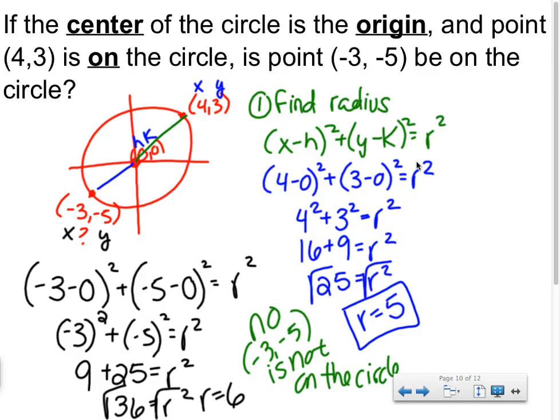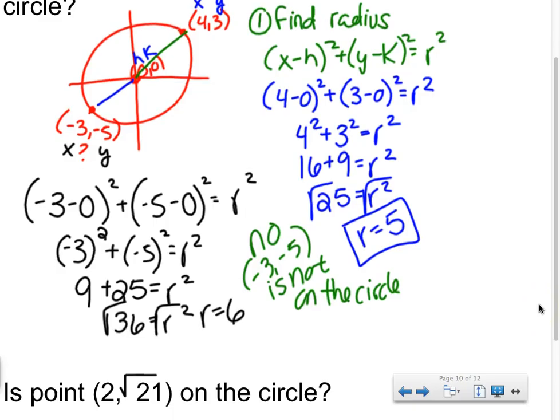Okay, and that's because their radiuses are not the same. So to be on the circle, you have to have a point that is the same radius on every single part of that. Okay, all right, let's look at these two.